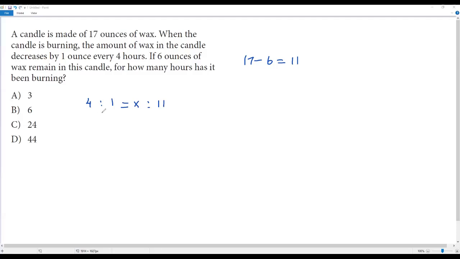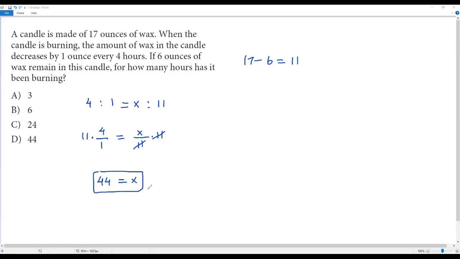Okay, now to solve for X, we can write each ratio as a fraction, that is this 4 to 1 can be written as 4 over 1, and this X to 11 can be written as the fraction X over 11. To solve for X, we have to multiply both sides by 11. So when I multiply both sides by 11, this 11 will cancel out. 11 times 4 is 44. And the denominator 1 over here can be ignored. We get X on the right side.